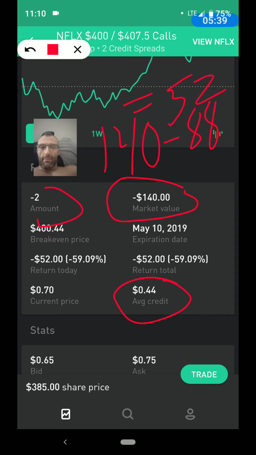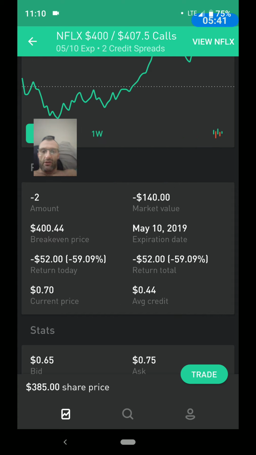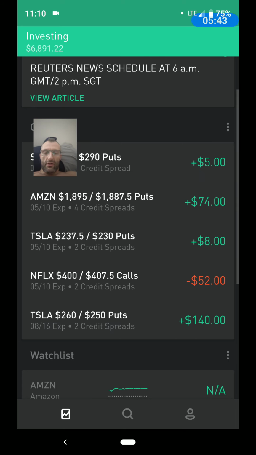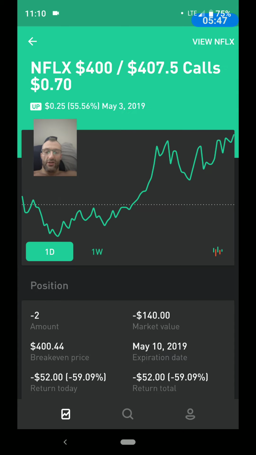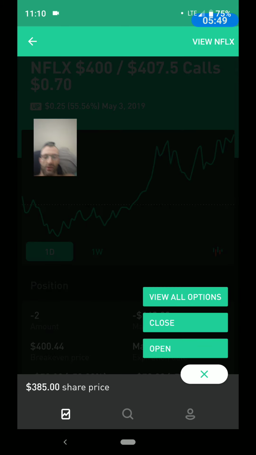$52, right? So that's how much I'm currently losing on this position. That equals what this red number is right here, 52. Anyways, to get into a position, we're going to open one up on Netflix. So you trade. We'd want to open or close this position. No, we want to do a new one.